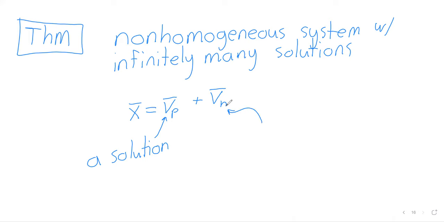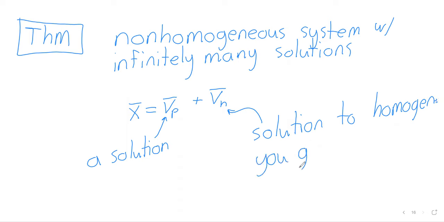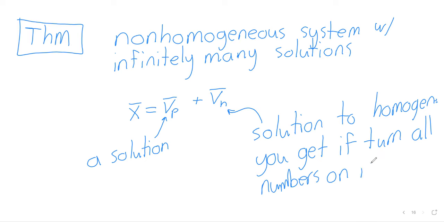And this vector V sub H is the solution to the homogeneous system you get if you turn all the numbers on the right of the equality to zero.